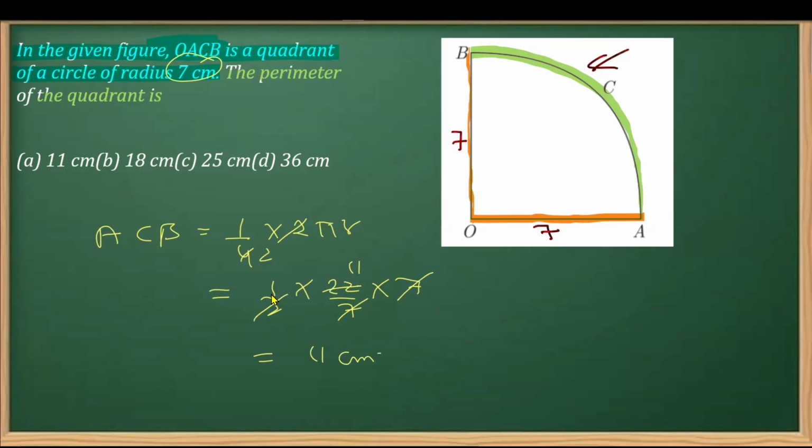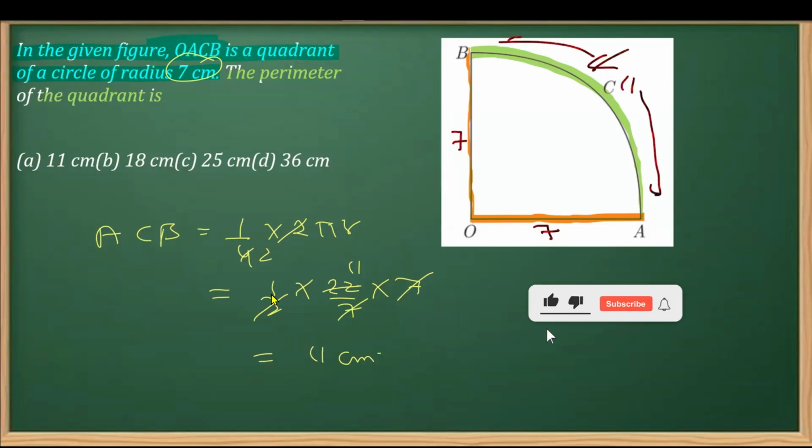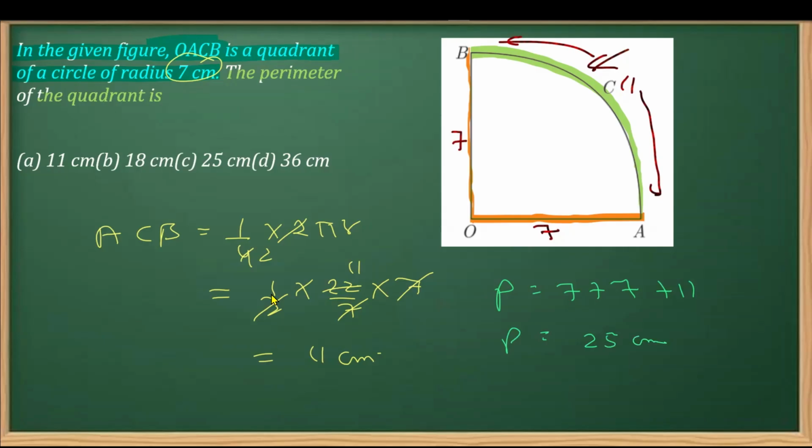Now we know this is 11 centimeter. And perimeter is the sum of the boundaries. So if I find the perimeter, it should be 7 plus 7 plus 11. So it comes out to be 14 plus 11, which is 25 centimeters. So we'll say that 25, that is C, is the correct option in this case.